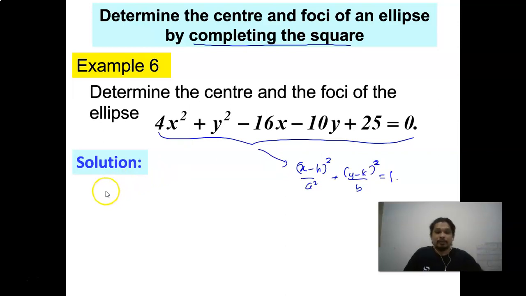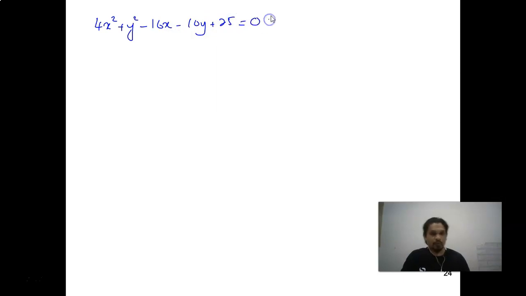Rewrite everything here on the page. It is 4x squared plus y squared minus 16x minus 10y plus 25 equal to 0. So now, 4x squared minus 16x, put both next to each other here, and then y squared minus 10y plus 25 equal to 0.